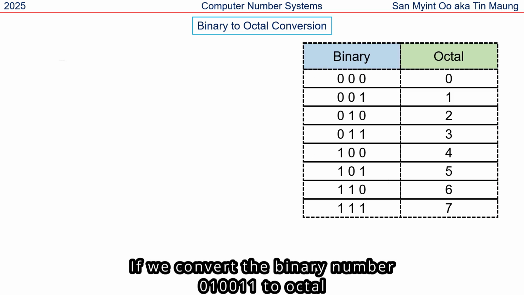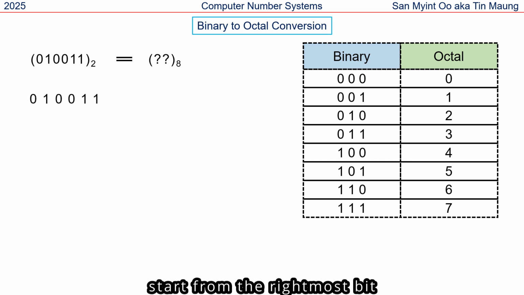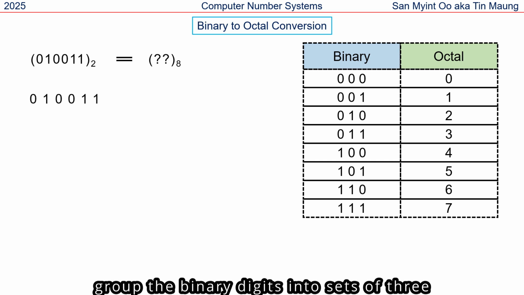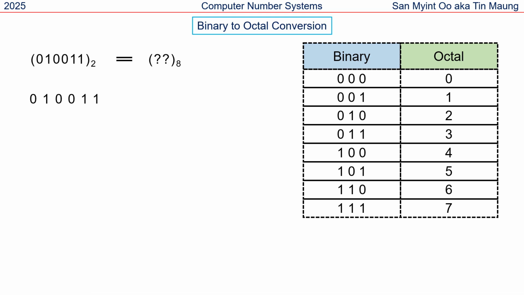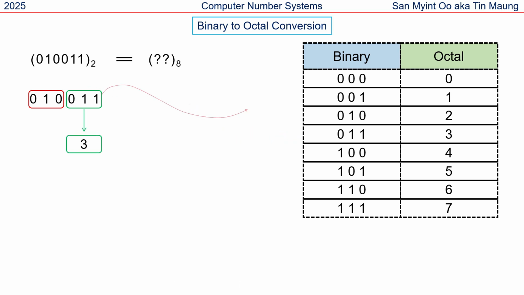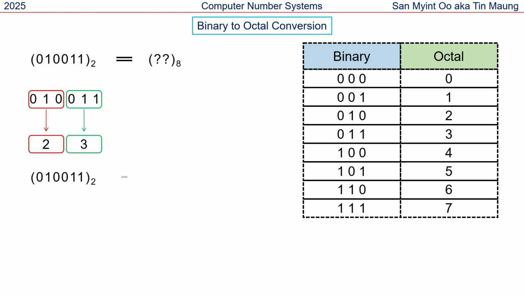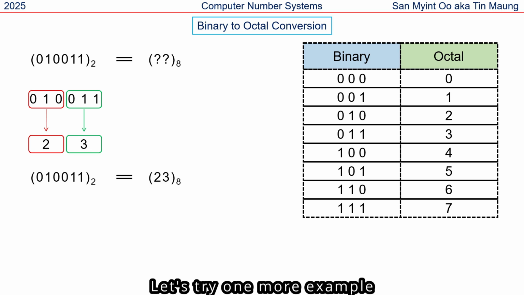If we convert the binary number 010011 to octal, what do we get? The first thing we need to do is start from the rightmost bit and group the binary digits into sets of 3. So 011 is one group, 010 is another group. What is 011 in octal? It's 3. 010 in octal is 2. When we convert the binary number 010011 to octal, we get 23. Easy peasy. Let's try one more example.